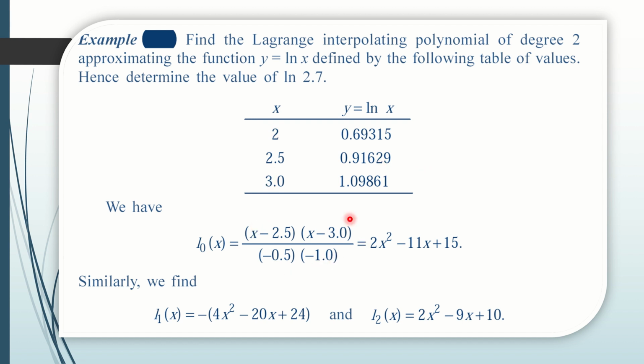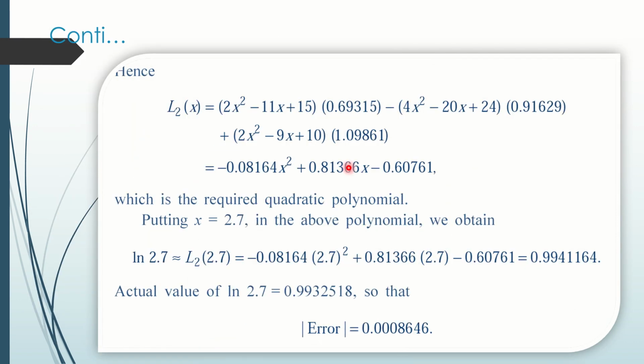Now see what we are doing here: we are finding the first term, 2x squared minus 11x, just to see that it's (x minus 2.5) into (x minus 3) divided by minus 0.5, because of this 2 minus 2.5, and then we have 2 minus 3, we get that one. For the second term, what is the second coefficient? It's simply (x minus 2) into (x minus 3), and then 2.5 minus 2 and 2.5 minus 3 is set and divide that. And then we have a third term as well. And when you simplify it, what do we get? We get a polynomial of this form.